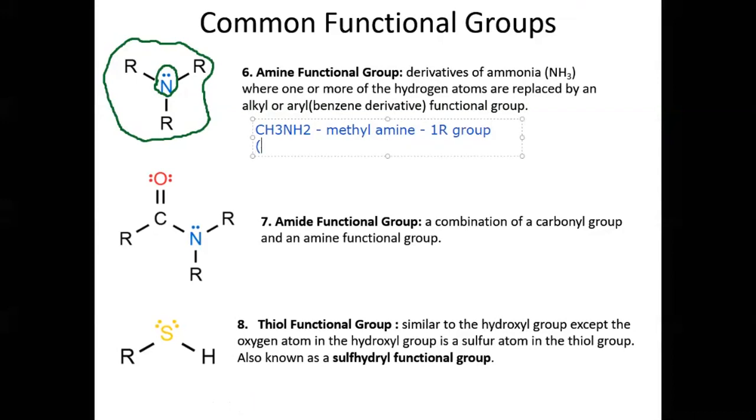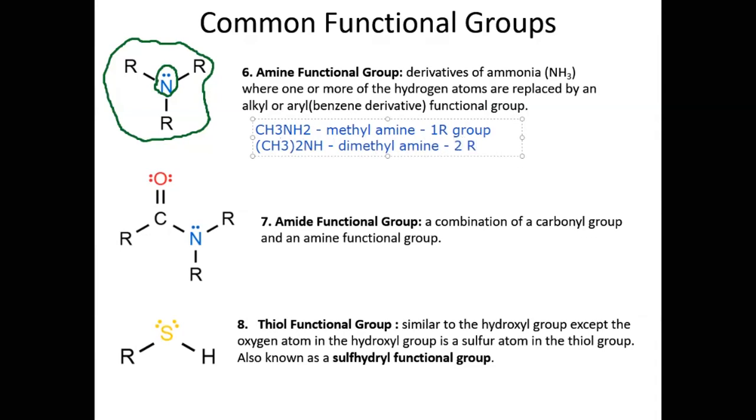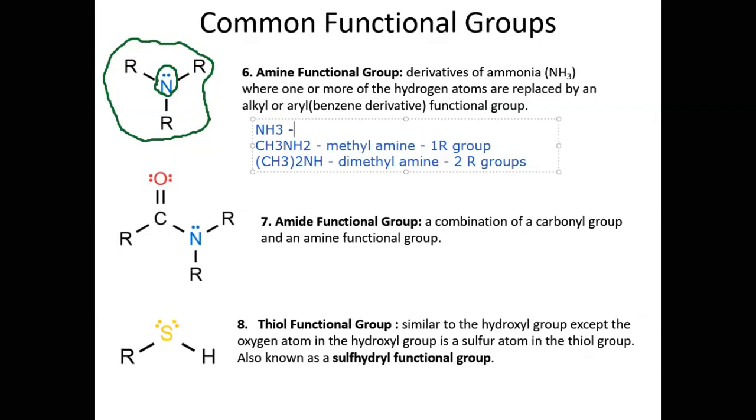And then you can have dimethylamine, which has 2 R groups. And again, these R groups can be the same or they can be different. Now, one thing is when they're all hydrogens, it's referred to as ammonia. That has where all the R's are hydrogen.